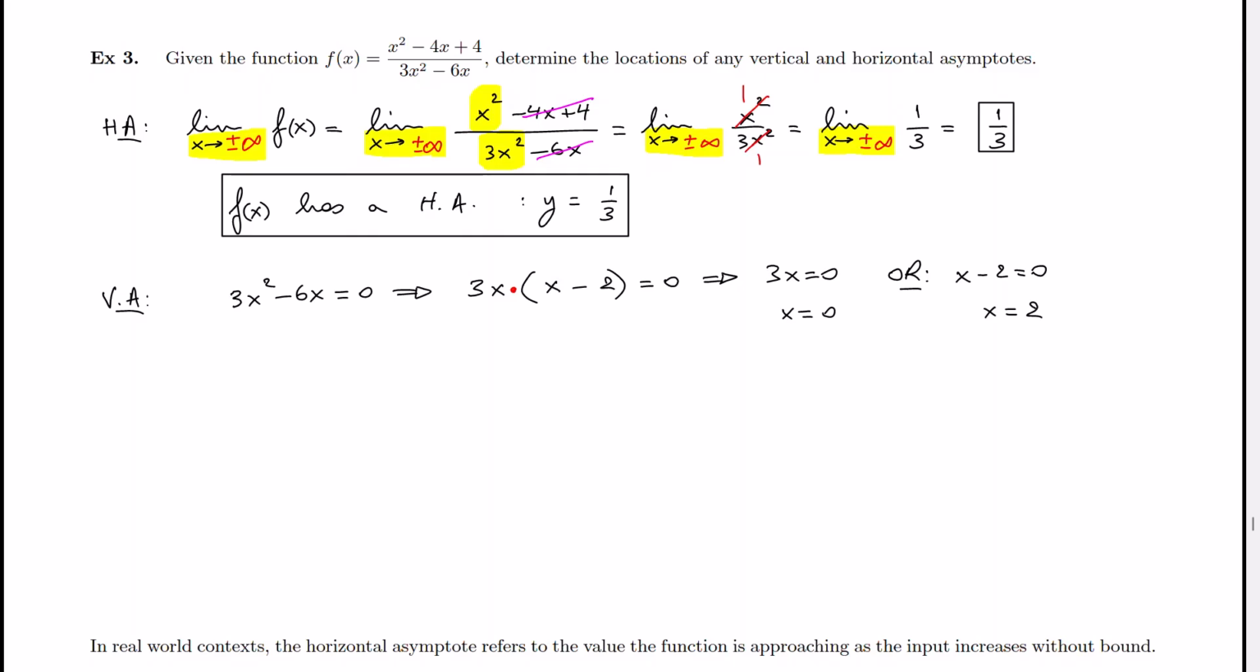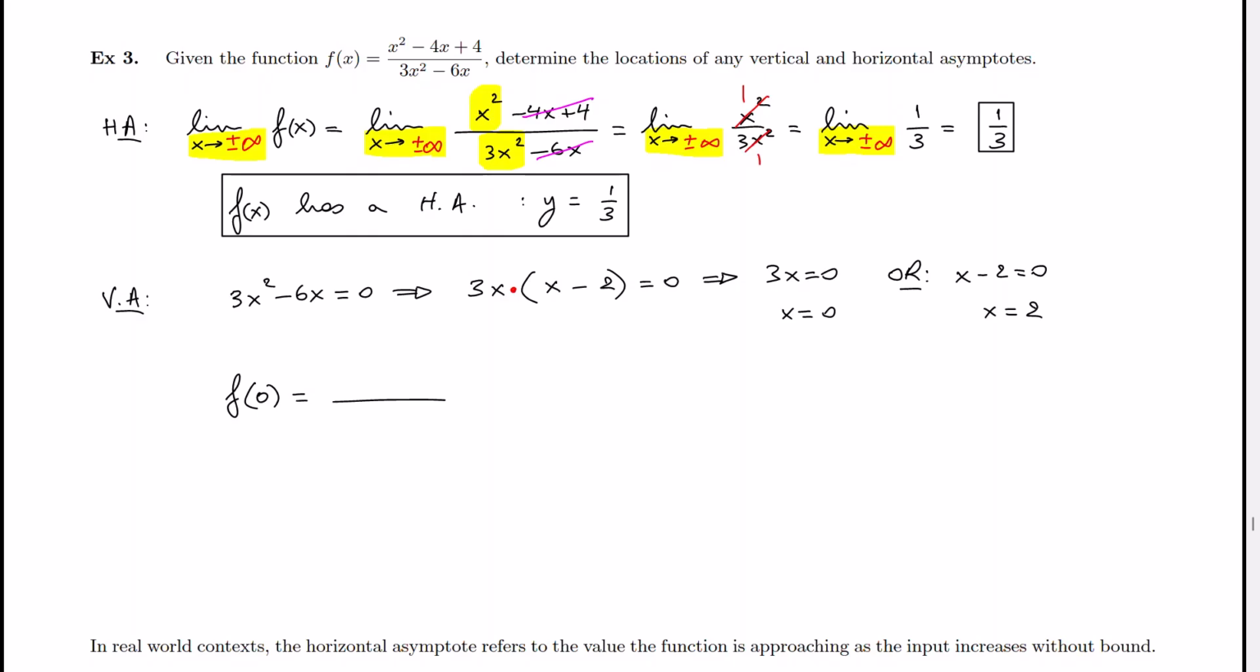I can either find the limit as x approaches 0 from the left or the right and see if it's infinity or negative infinity and decide, or I could do the limit as x approaches 2 from the left and right and see if it's infinity or negative infinity and then decide. Or we can use a shortcut where we just take 0 and plug it into the numerator and see the form that we get. So if I put 0 into the numerator, the function becomes what?